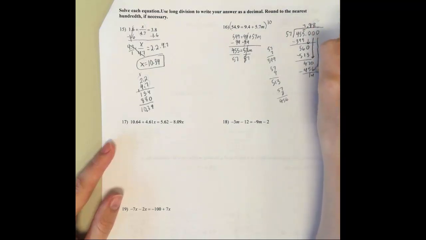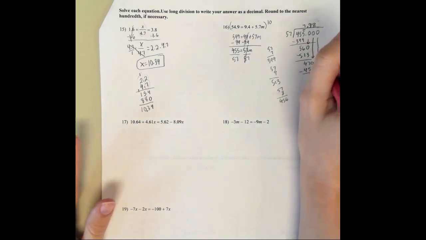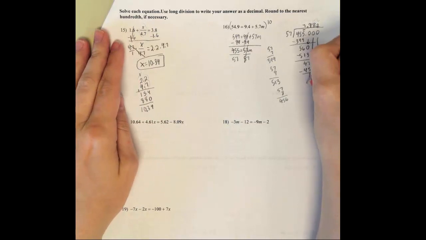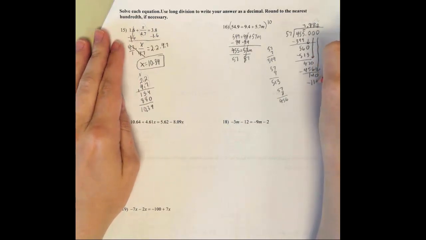Last time, drop my 0. 57 goes into 140 just twice. And I get minus 114, which gives me 26. I'm not going to keep going. I'm just going to say, what does that 2 tell me about the 8? Should I go up or down?